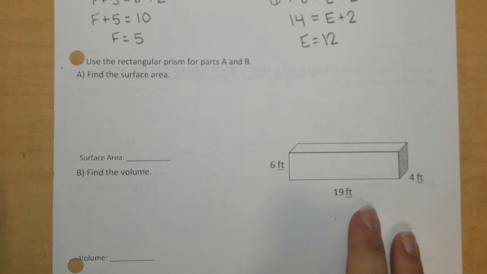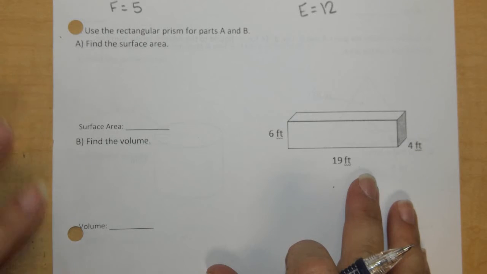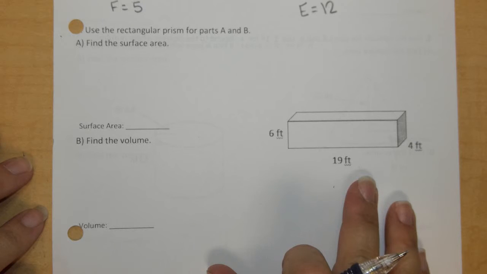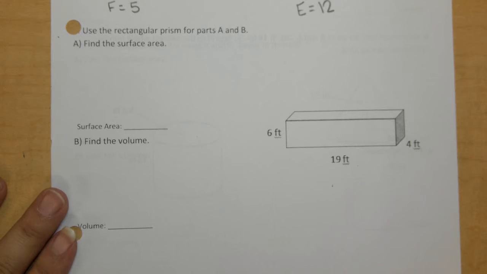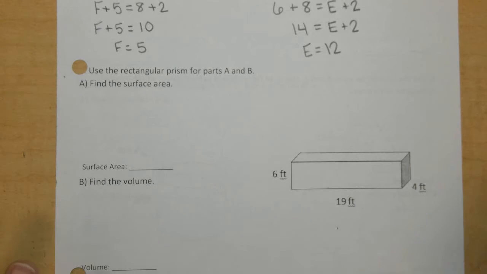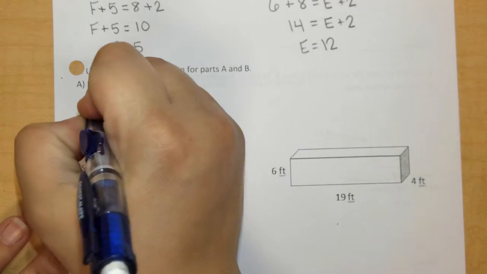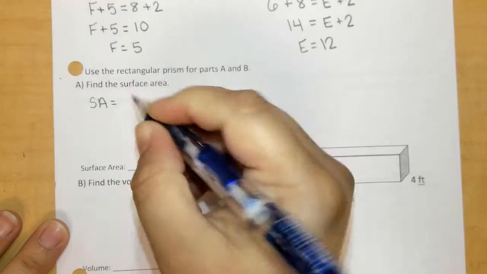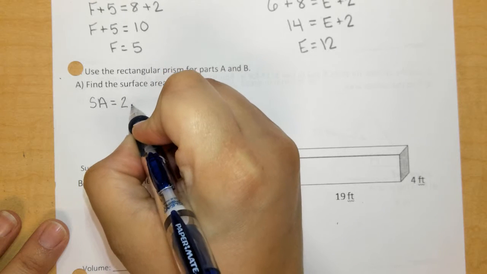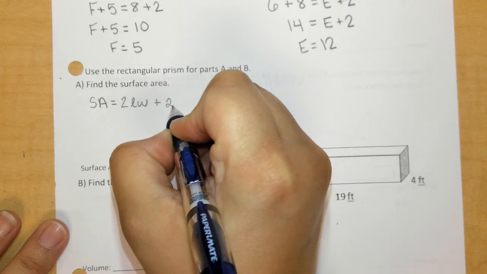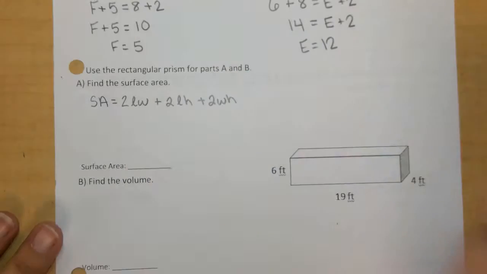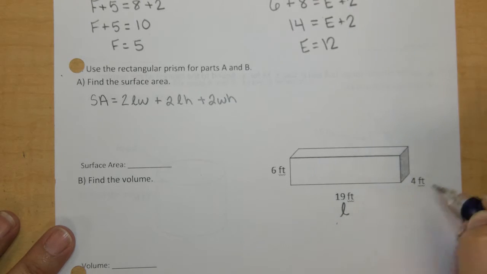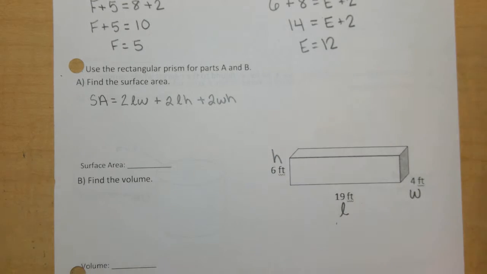Alright, now for the bottom part, it says use the rectangular prism for both parts A and B. So first, let's talk about how we go about finding the surface area. So the surface area formula is 2 times length times width, 2 times length times height, and 2 times width times height. We're going to label this length, width, and height, and then I just start plugging in.